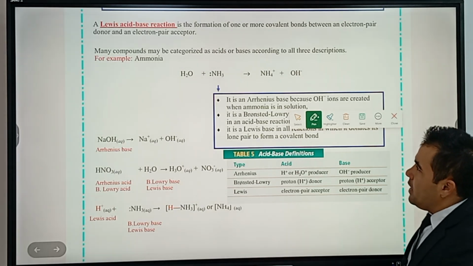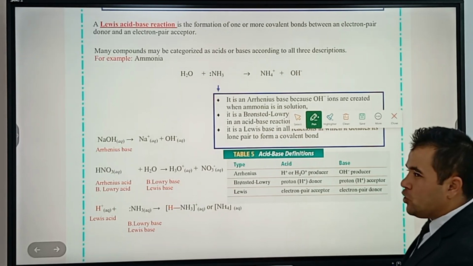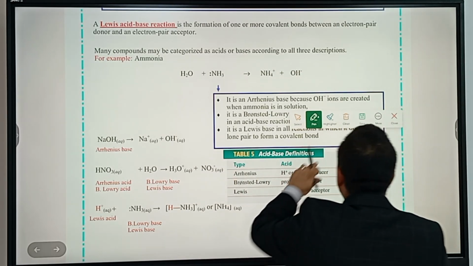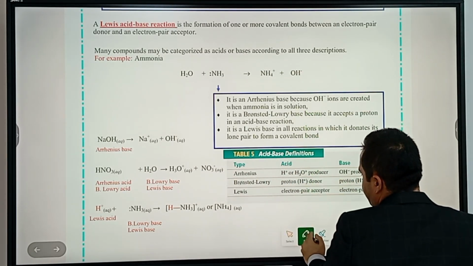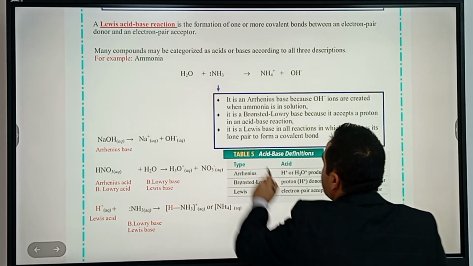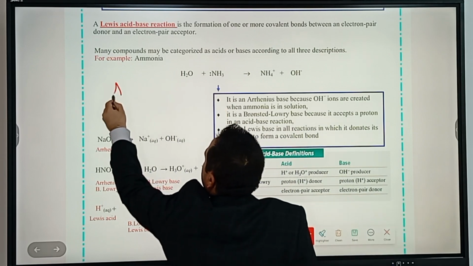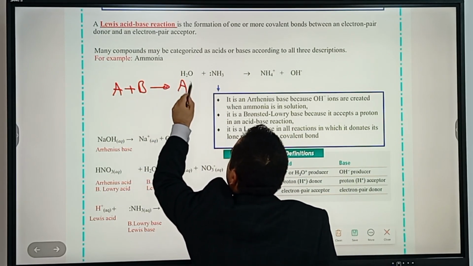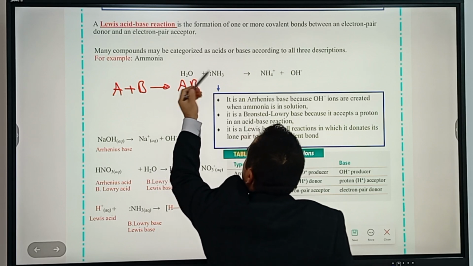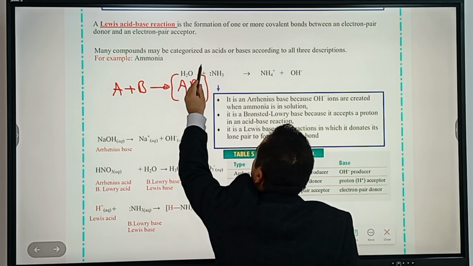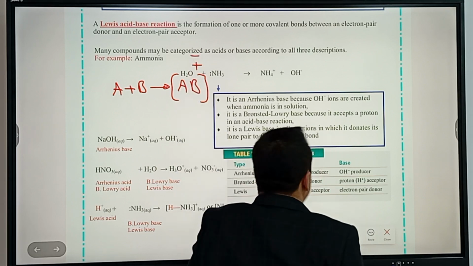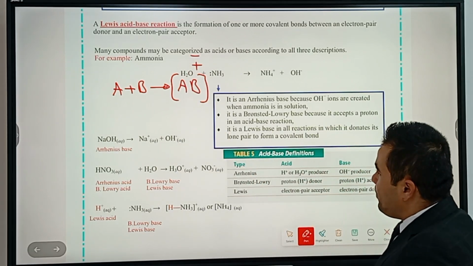And then we said the Lewis acid-base reaction is a reaction in which we usually have acids plus bases that form a compound, which is usually a complex compound that has a positive charge or can be a negative charge as well.